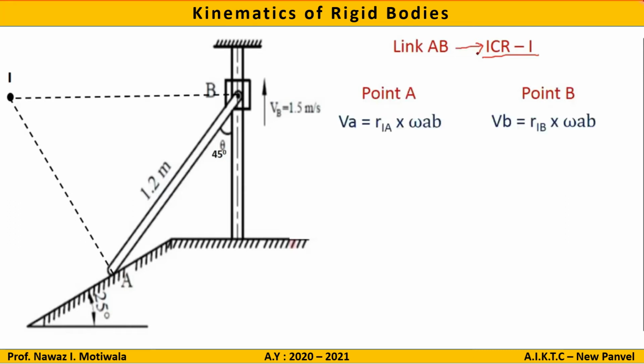So I will write VA is equal to RIA times omega AB. See this, VA. Why RIA? Because I need the distance from the ICR to that particular point. Hence it is RIA. And omega will be omega AB because there is only one link AB. Similarly for VB, I have written VB is equal to RIB, the distance from I to that particular point, that is IB, multiplied by omega AB. Now what is the requirement? The requirements are the distances, that is RIB and RIA.